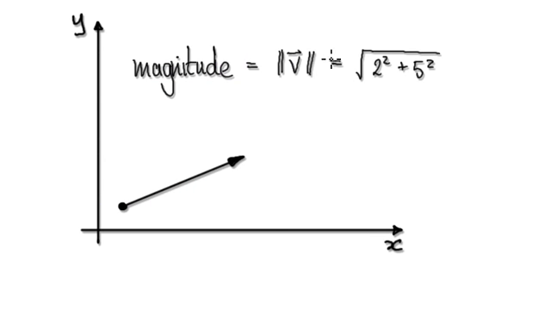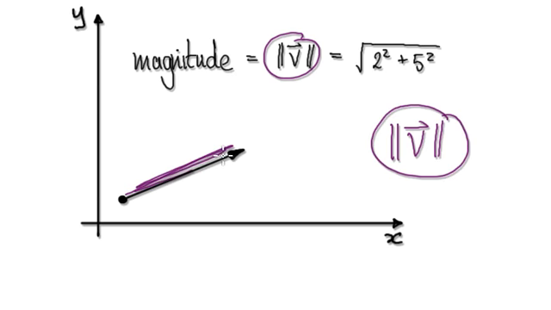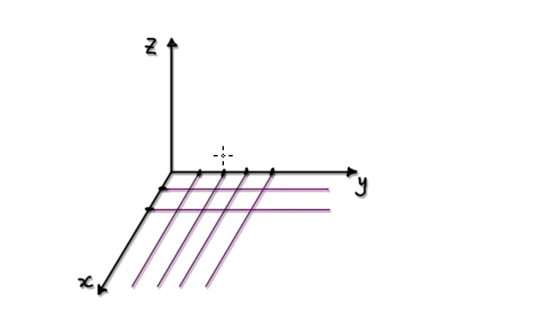We would use this notation to represent the magnitude. It would be the vector itself, and then we would use two lines on either side. So this here would represent the magnitude. In the next video, we're going to look at the magnitude of something in 3D.